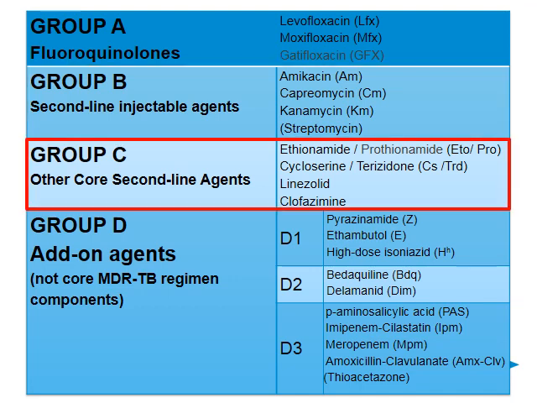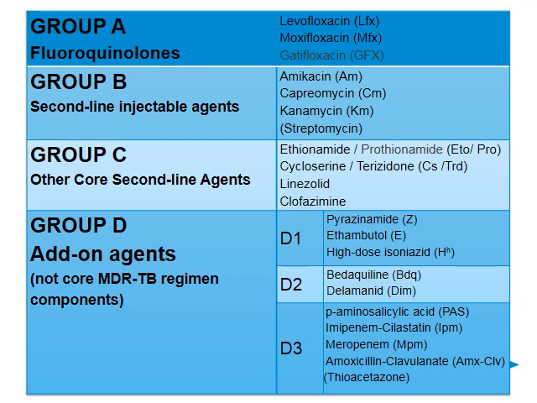Our weird and wonderful drugs you'll find in Group C. This is what they call other core second-line agents. And the two I want you to remember for MDR-TB is specifically ethionamide, as well as clofazimine, one of the newer drugs in our MDR-TB regimen. The other drugs you will see more in the XDR and pre-XDR patients. And then our fourth group is our Group D, or add-on agents, and they're not core MDR-TB agents.